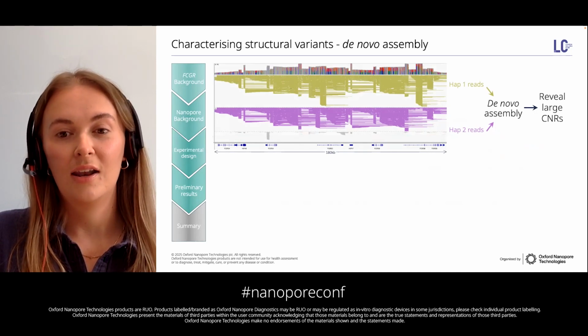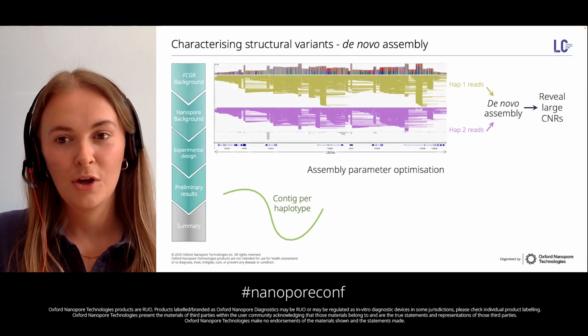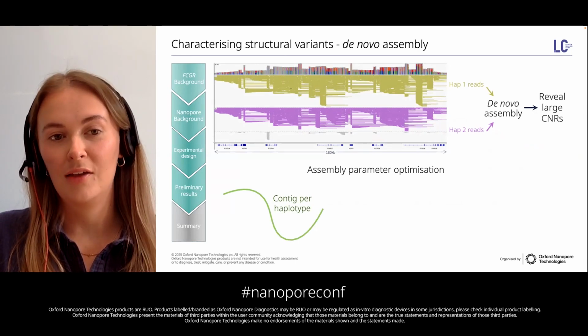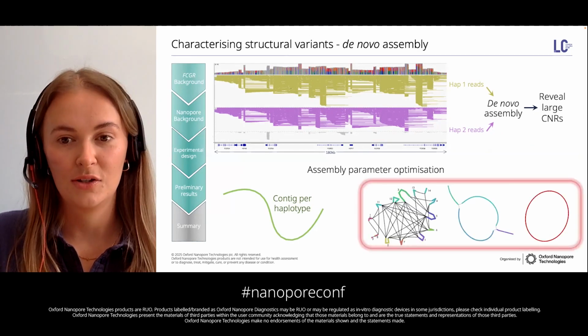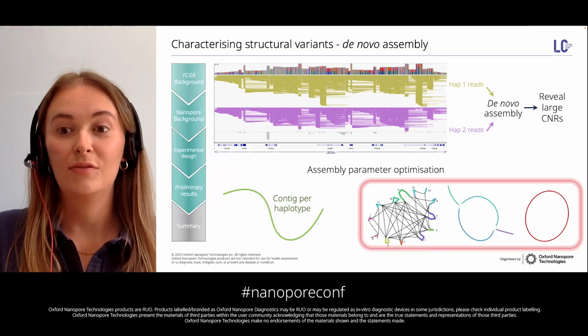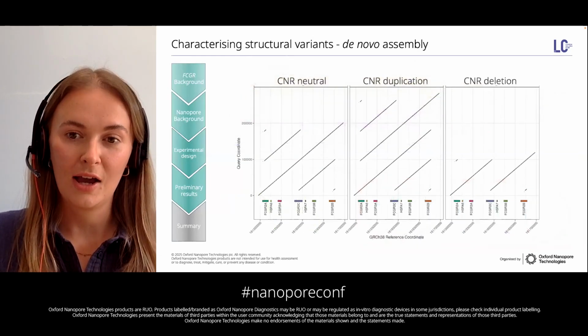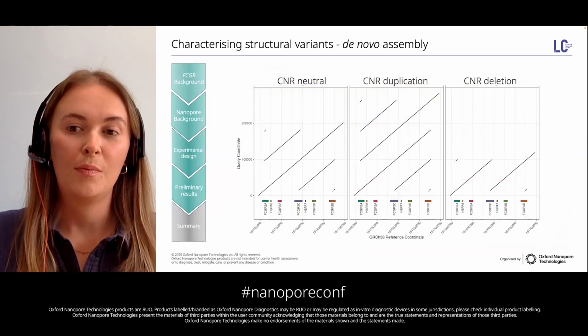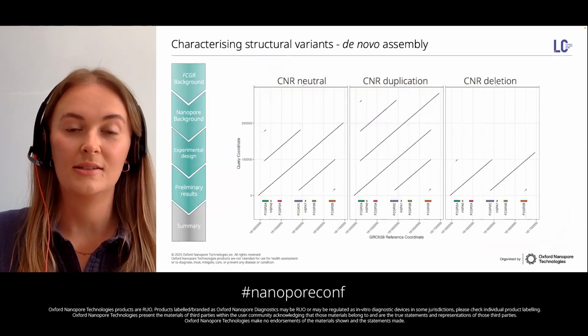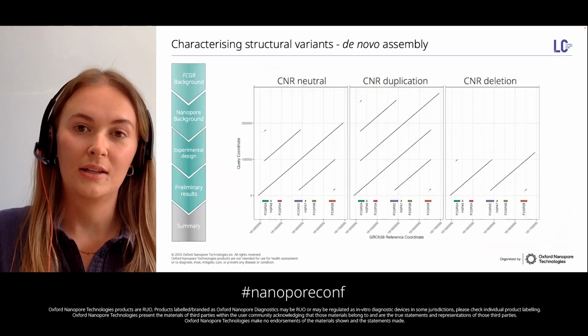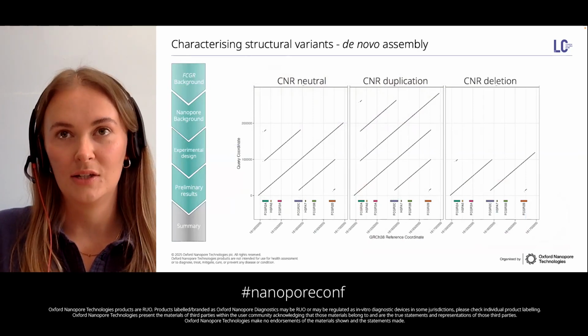So while our goal is to achieve a lovely single contig per haplotype, we've encountered everything from completely fragmented assemblies to collapsed versions of the segmental duplication, and even just circular contigs. But we are getting there, building highly accurate haplotype resolved assemblies that provide base pair resolution for cases that are CNR neutral and those that contain a CNR duplication or deletion.